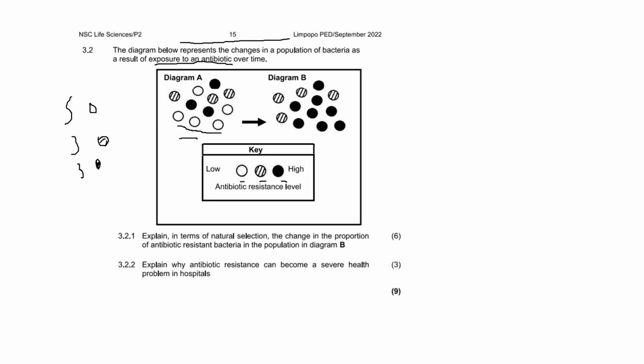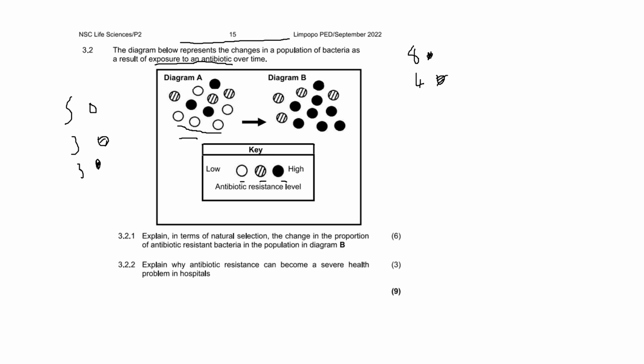In diagram number 2 now, we have more shaded. We've got 1, 2, 3, 4, 5, 6. Okay, let me count again. 1, 2, 3, 4, 5, 6, 7, 8. 8 which are shaded in diagram number 2, and we've got 4 which are like that. So we no longer have any ones which are not having anything.